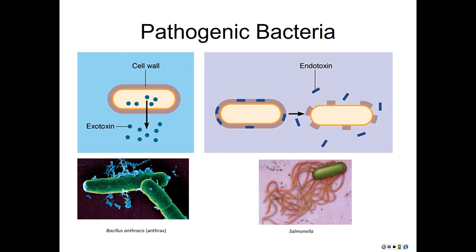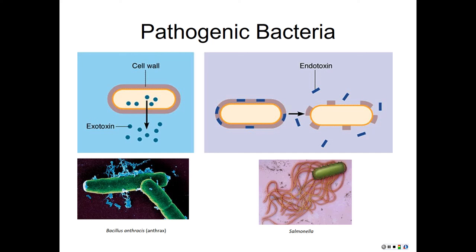So some examples of exotoxins, let me just get this out of the way for a minute, would be produced by cholera. Cholera produces exotoxins. The bacteria Clostridium botulinum, which causes botulism, that's caused by an exotoxin. Anthrax, so Bacillus anthracis, the bacteria causing anthrax, that is caused by an exotoxin secreted by the living bacteria.